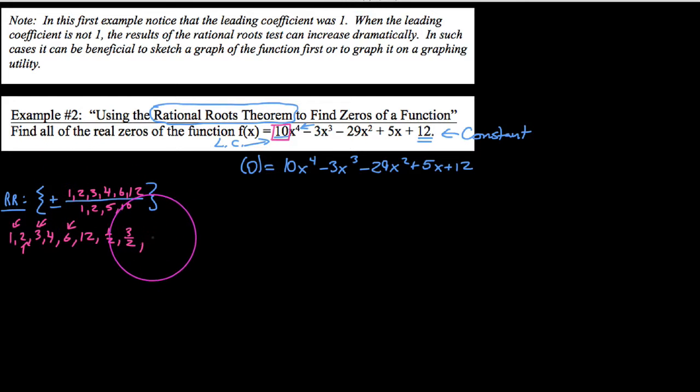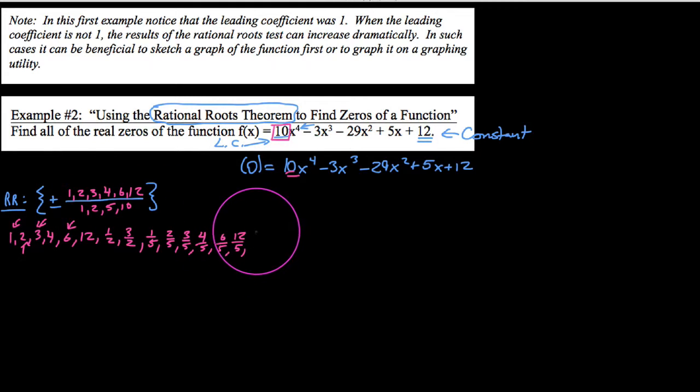Let's put them over 5. So we get 1 over 5, could be 2 over 5, could be 3 over 5, could be 4 over 5, could be 6 over 5, could be 12 over 5. And you can see how this list, when the leading coefficient is not 1, grows immensely. So I am going to finish this list here.